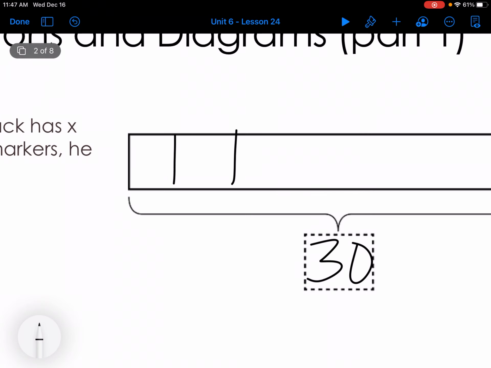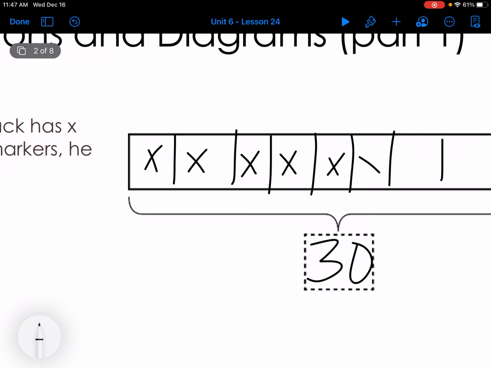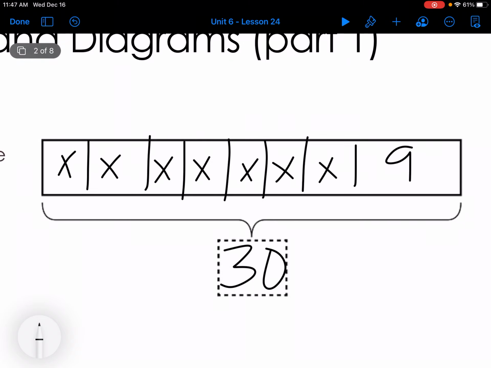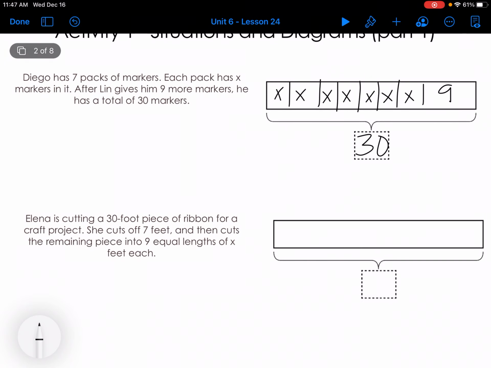So that's 1, 2, 3, 4, 5, 6, 7. And then he gets 9 extra markers. So that's 9. Okay? So I know that I have 7 X's and 9. They don't have any questions here, so I'm going to go ahead and stop there and go with my next drawing.